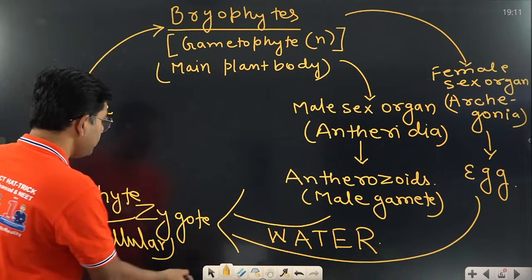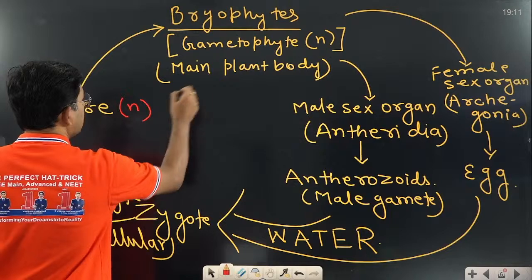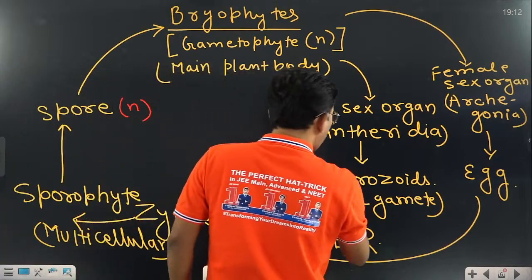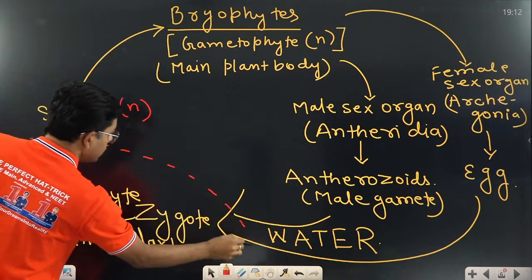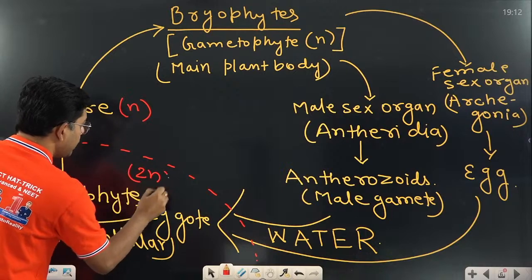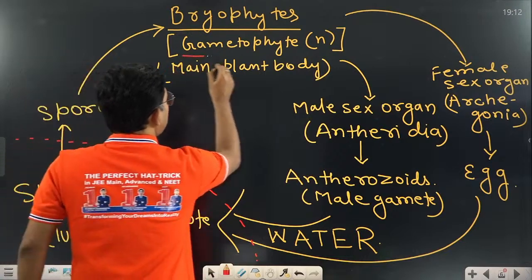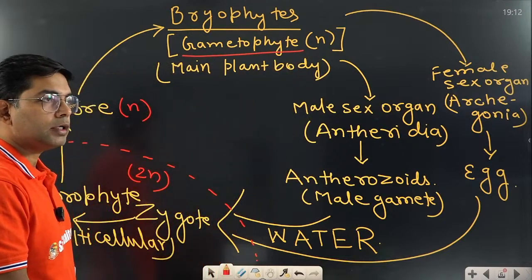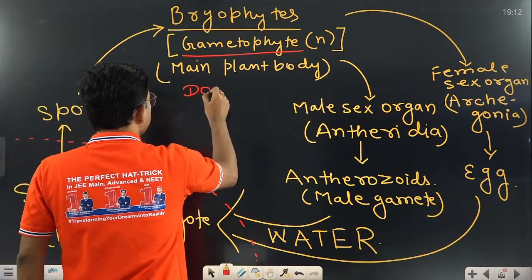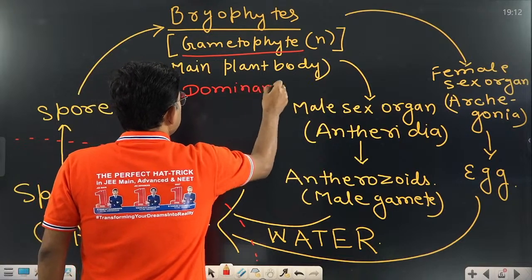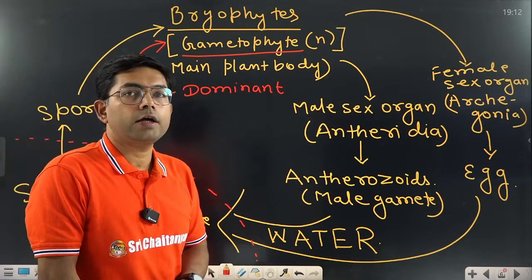As you can see here, the spore is haploid, N. This is also haploid. So all these are haploid, only this part is diploid. The sporophyte part is 2N and the rest is N. So who is dominant? The gametophyte, which is haploid, is dominant, and that is why it is called the main plant body.